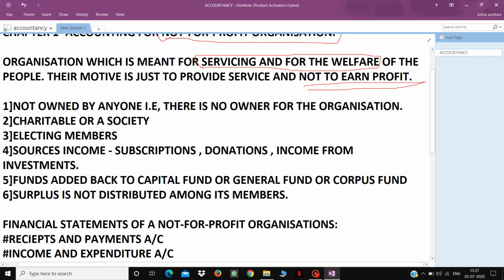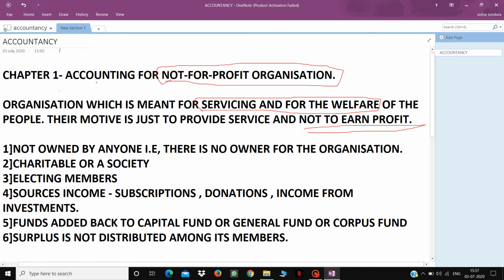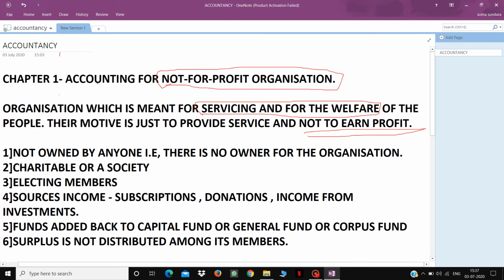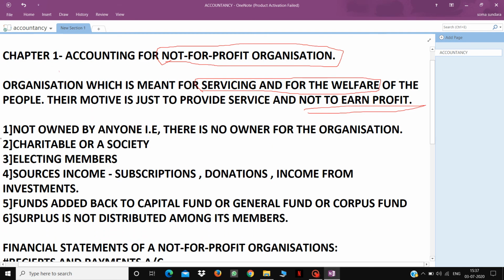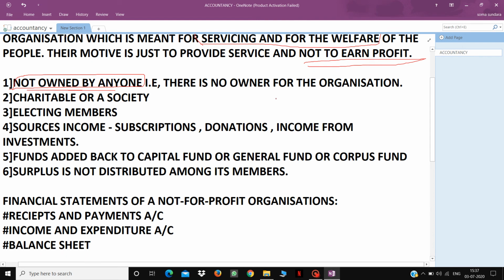Okay, so there are some characteristics of this not for profit organization. What are all the characteristics that they have? First, this not for profit organization is merely an extension of providing service. It is not owned by anyone. That is, there is no owner for this organization. Only members will be there, no owners will be there.